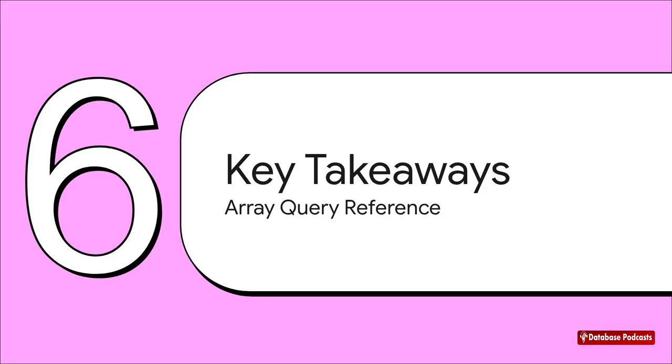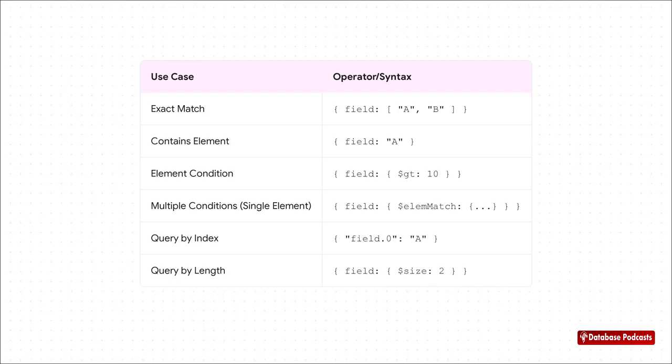Wow, we've covered a lot of ground pretty quickly, so let's just wrap up with a quick summary of all the powerful array querying tools we've just gone over. Think of this as your quick reference cheat sheet. The main thing to remember is to match the tool to what you're trying to do. Whether you need an exact match, a simple does-it-contain-this check, complex conditions on one element with $elemMatch, or you need to query by position or size, MongoDB has a specific tool for the job.